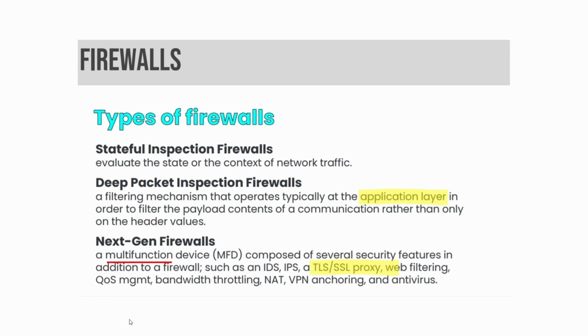Some other types of firewalls include stateful inspection firewalls, deep packet inspection firewalls, and next-generation firewalls. Stateful inspection firewalls evaluate the state or the context of network traffic. Deep packet inspection firewalls use a filtering mechanism that operates typically at the application layer in order to filter the payload contents of a communication rather than only the header values. Next-generation firewalls are multifunction devices composed of several security features in addition to a firewall. These include IDS, IPS, TLS/SSL proxies, web filtering, QoS management, bandwidth throttling, NAT, VPN anchoring, and antivirus.